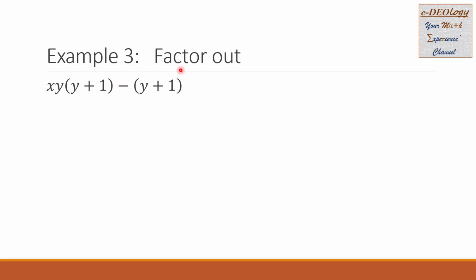Example 3. Factor out xy times the quantity y plus 1 minus the quantity y plus 1. We can see that we have here two groups. This is the first group and this is the second group. Analyzing the two groups, we have the GCF. And the GCF is the binomial y plus 1.